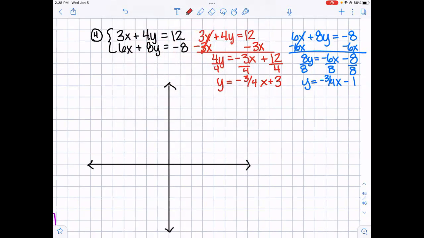All right, let's graph the red line. How many do you have to have on each side? You need 4 to the left and the right, and 6 up and 6 down. 4 to the left and right, 6 up and down.